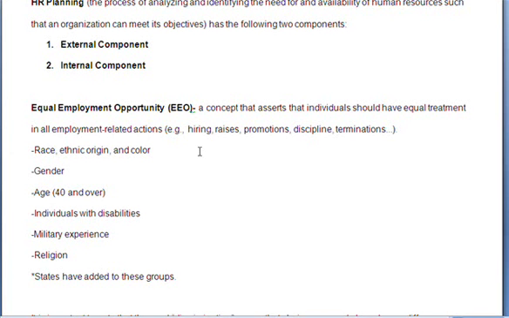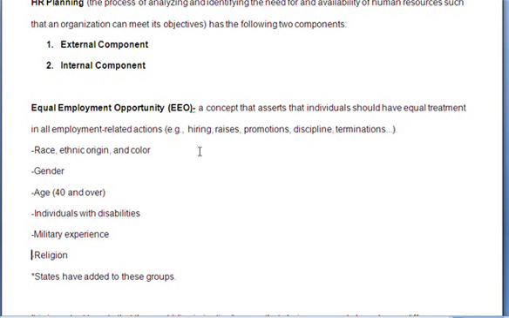So individuals with disabilities, military experience, that one's kind of a quirky one. Just because you served maybe for a couple years in the Navy or something like that doesn't necessarily protect you. We won't get into all the ins and outs of that, but generally, military experience is protected. And then lastly, religion. So there we go. Those are the major groups that are protected in our country.